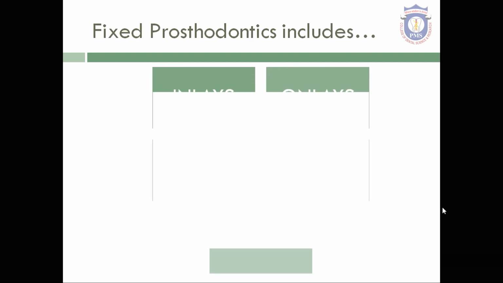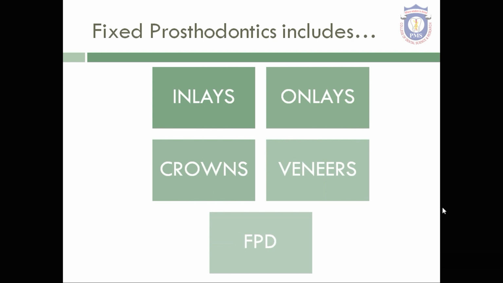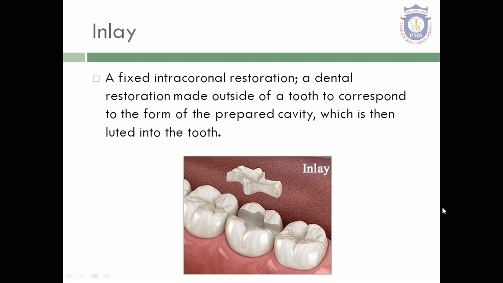Fixed prosthodontics includes the following types of modalities. You have inlays, onlays, crowns, veneers and fixed partial dentures, to name a few. So what is an inlay? An inlay is a fixed intracoronal restoration, meaning it is within the boundaries of the crown. It is a dental restoration that is made outside of a tooth, processed in a laboratory to correspond to the form of the prepared cavity which it is then luted into.